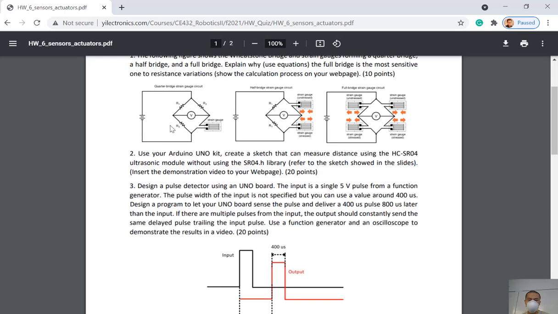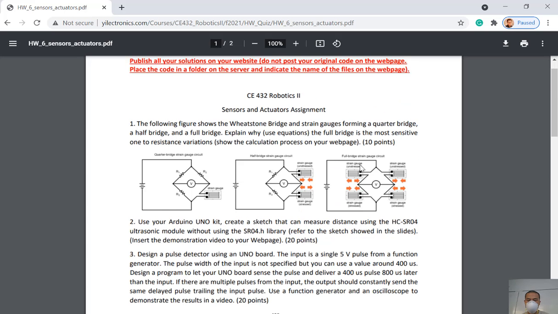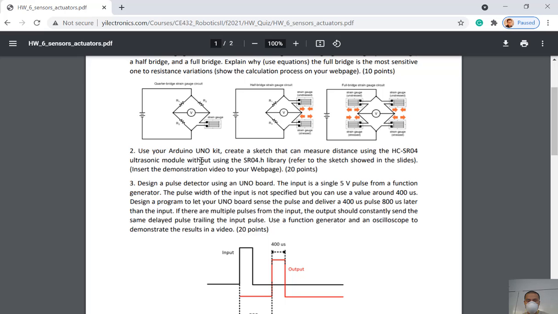The first one is pretty simple, just to demonstrate the calculation, or demonstrate which one is more sensitive. I have done it in a class. And this one, I'm going to introduce that sensor in the slides pretty soon. It's an ultrasonic sensor.